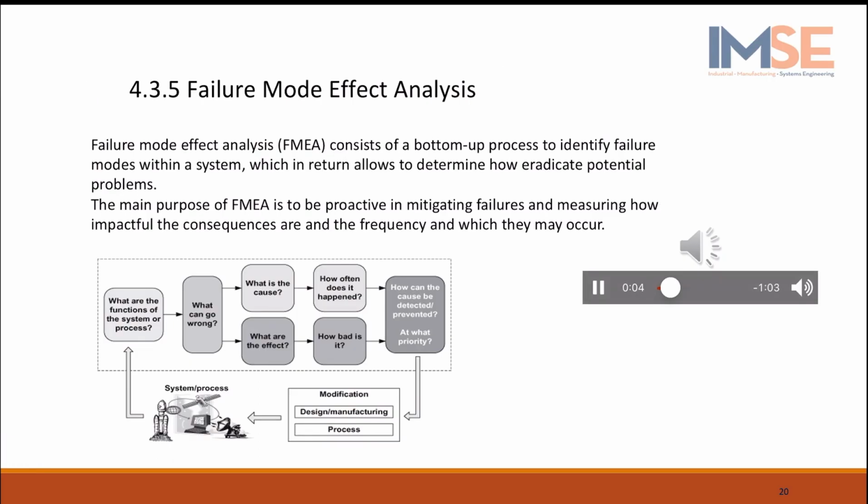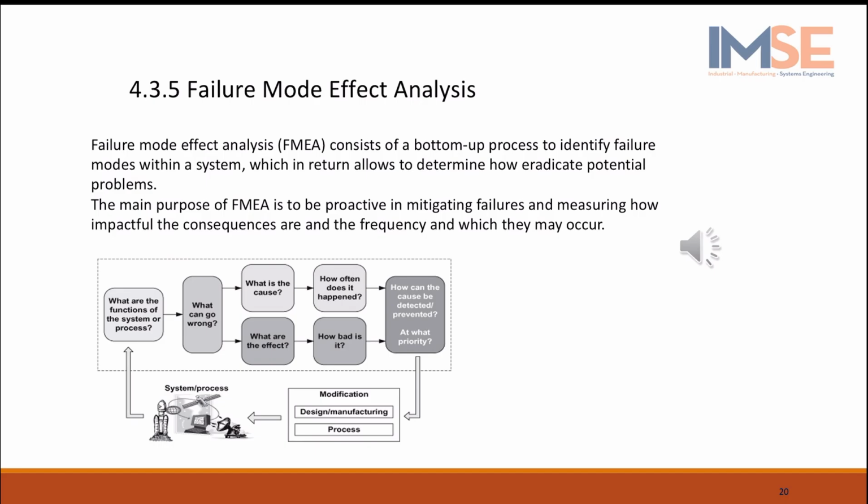Hi, this is Anuvia Puga from Group 1, and I will be presenting on section 4.3.5, failure mode effect analysis. So in this section, we see that failure mode effect analysis, short for FMEA, consists of a bottom-up process to identify failure modes within the system, which in return allows to determine how to eradicate potential problems.